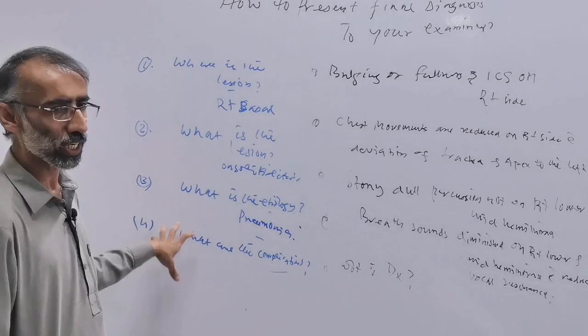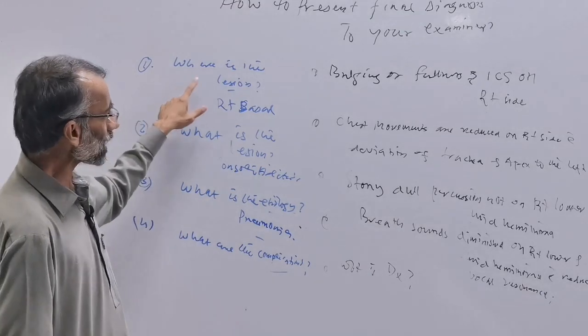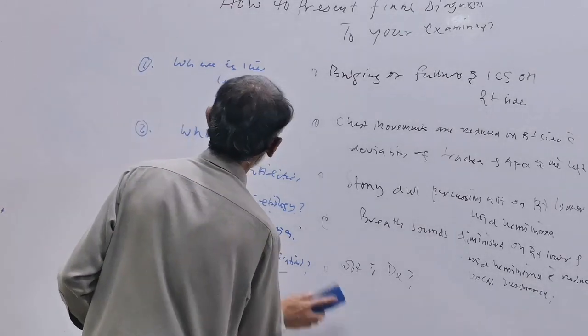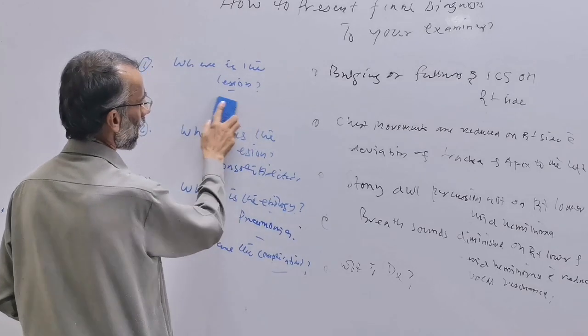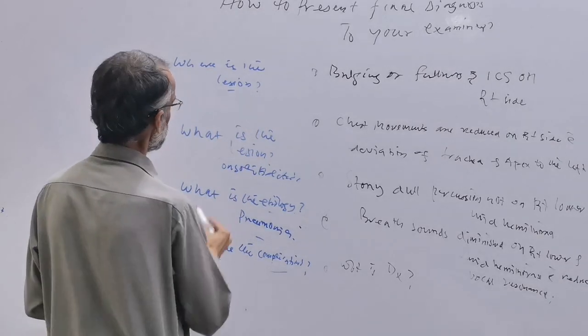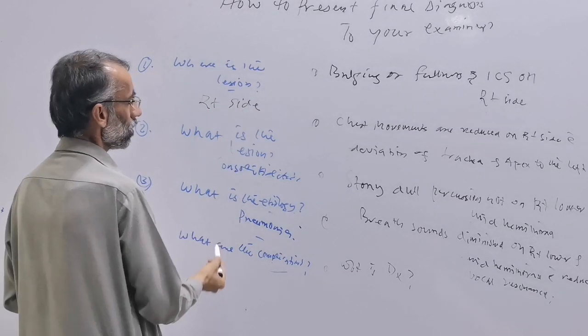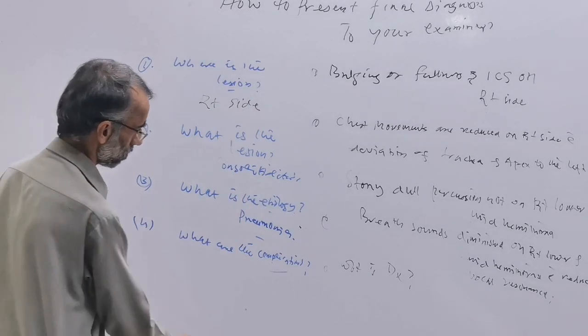Consider these four components. Where is the lesion? Lesion is the right side. What is the lesion?